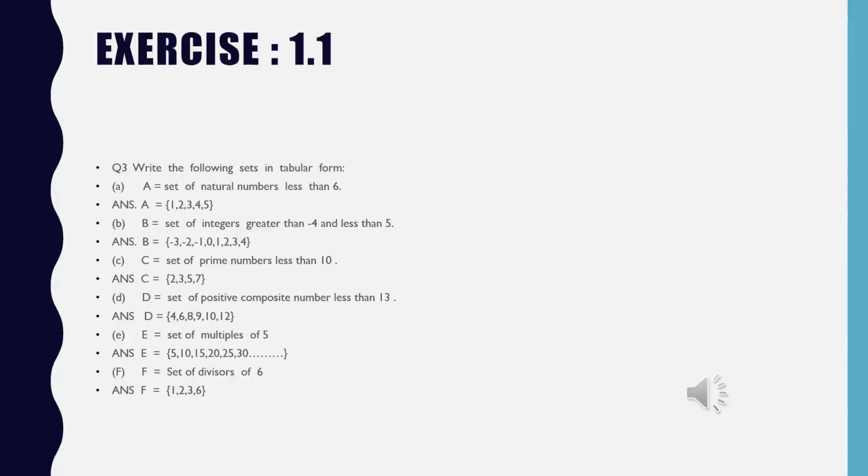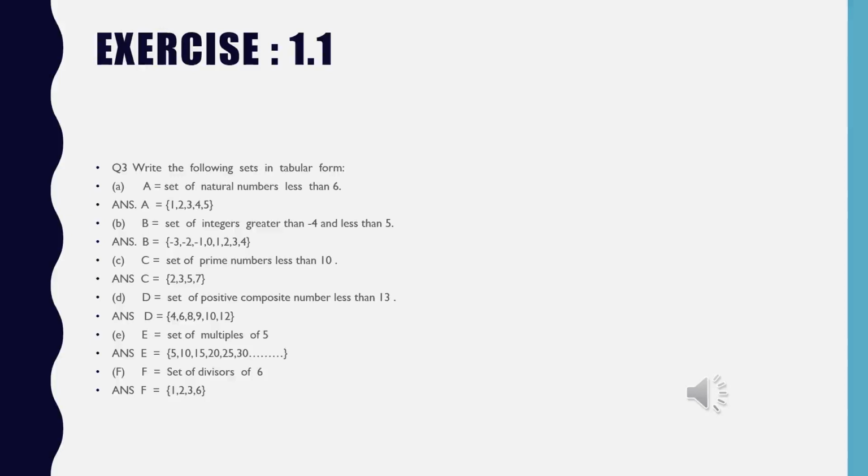Second part of this question is set B is equal to set of integers greater than -4 and less than 5. What will we write for the tabular form? Set B is equal to curly bracket -3, -2, -1, 0, 1, 2, 3, 4 bracket close.